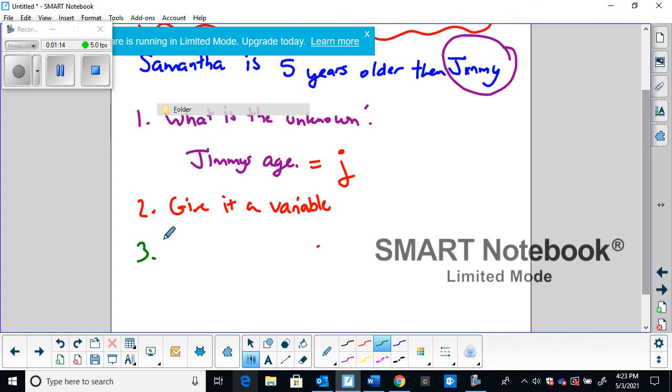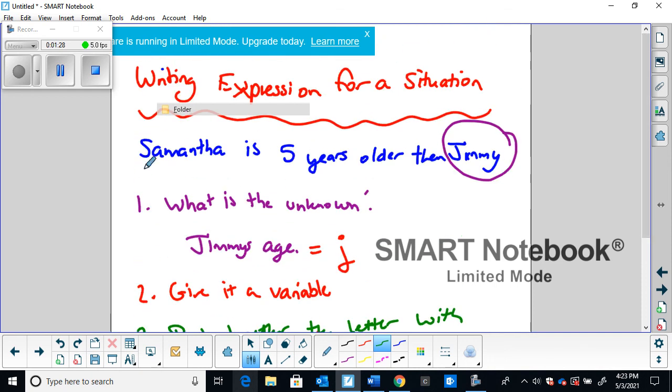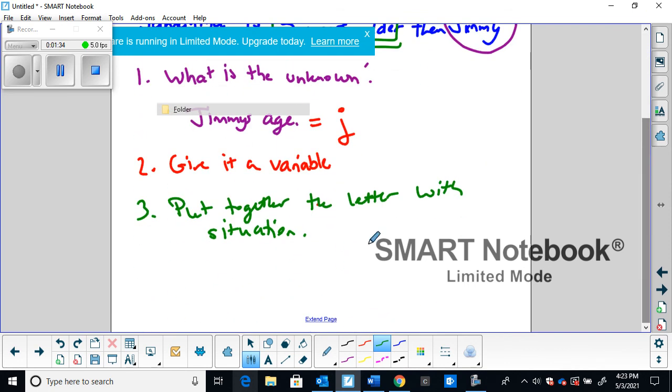And then we're going to put together the letter with the situation. So I have to figure out what's the situation first. So I want to read the sentence. Samantha is 5 years older. 5 years older. How do we represent 5 years older as a math sentence?